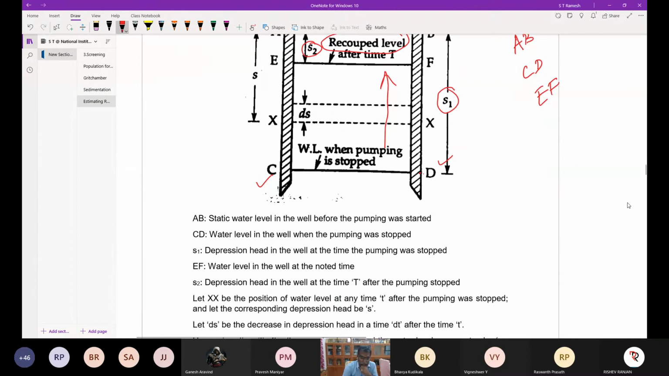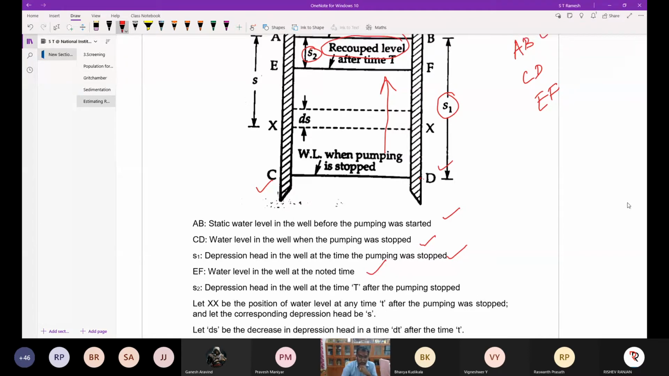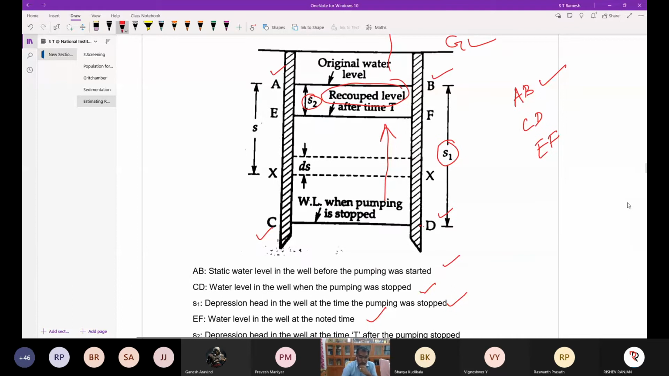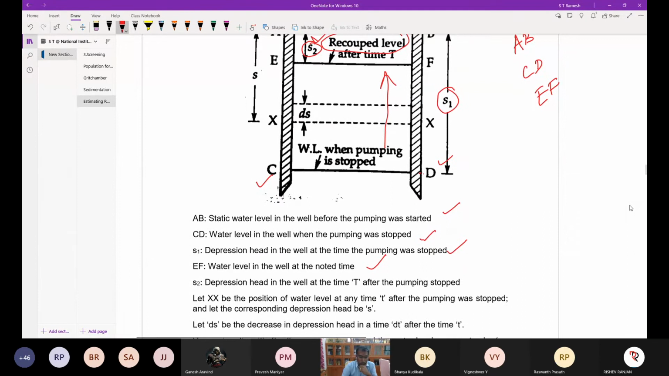Now look at the notation. AB is equal to the static water level in the well before the pumping was started, and CD is equal to the water level in the well when the pumping was stopped. S1 is equal to the depression head in the well at the time the pumping was stopped, and EF is equal to the water level in the well at the noted recuperating test time. S2 is equal to the depression head in the well at a time T after the pumping stopped.